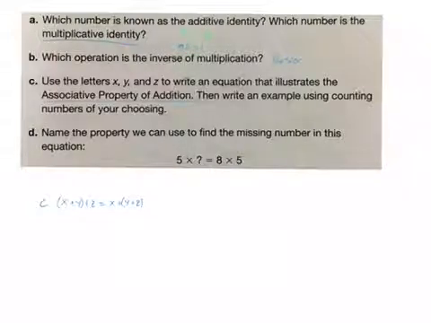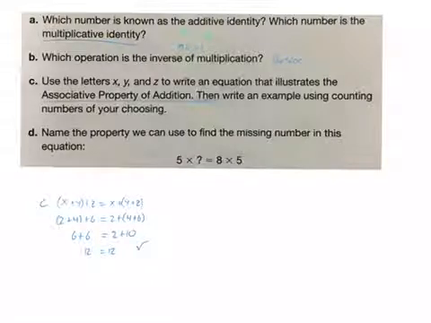It says then, so now I'm going to write an example using counting numbers. So I'm going to use 2, 4, and 6. 2 plus 4 plus 6, the same thing as 2 plus 4 plus 6. It's going to be 6 plus 6, the same thing as 2 plus 10. So 12 is equal to 12. And there I've showed that those two are the same.